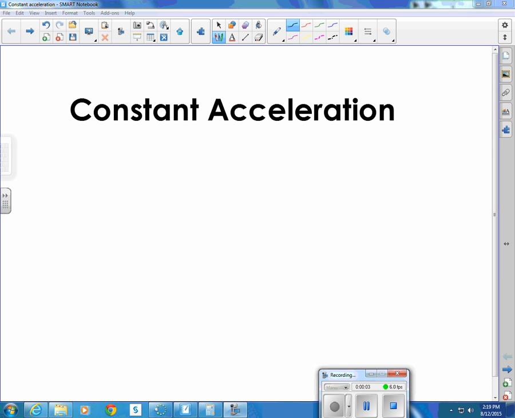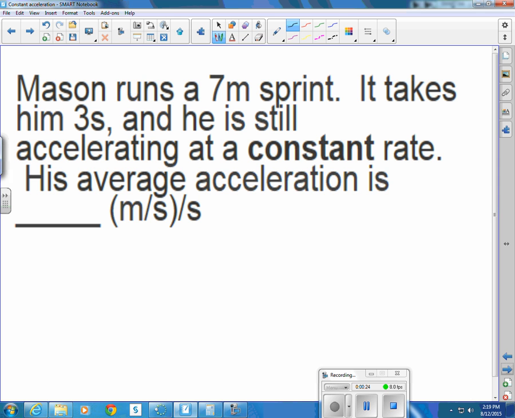This video clip explains how to calculate constant acceleration. If you know that the object is accelerating at a constant rate, and you can measure some things like distance and how long it takes to get to the end and how fast he's going.